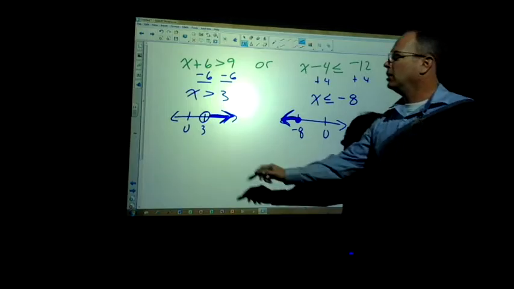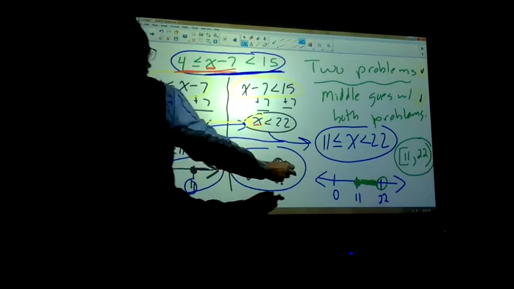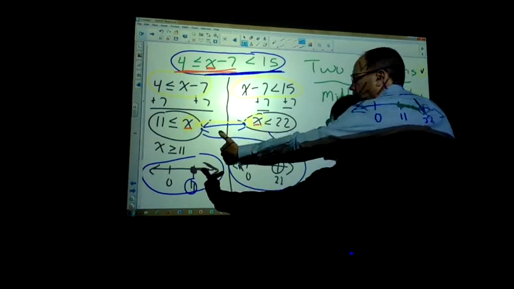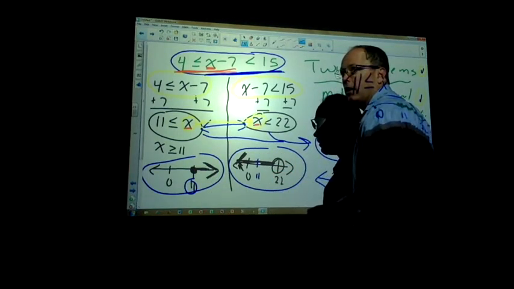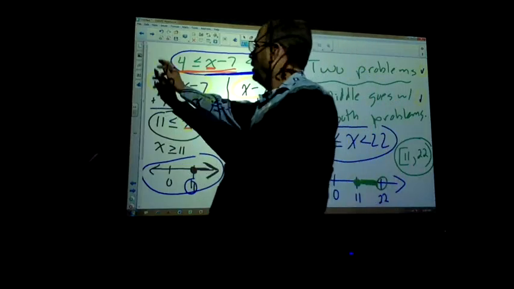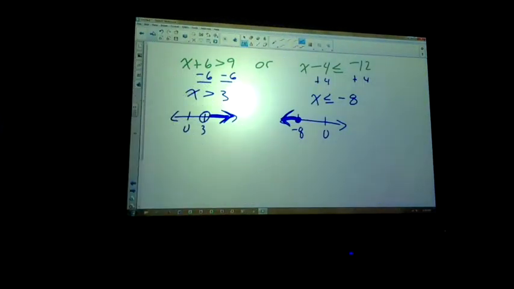If I went back to this board, I'll come back to this. Notice this one. Will these overlap? No, they won't. They're not the same problems. You can't put them together. Everyone agree? Three's over here.